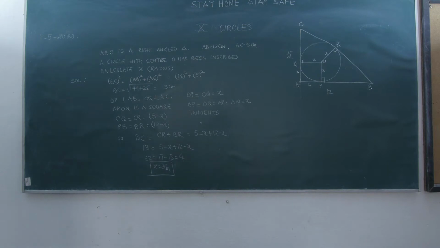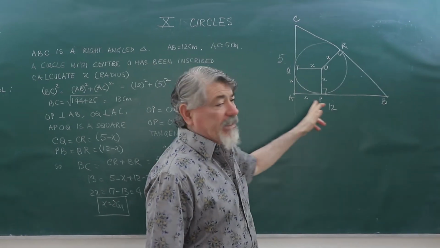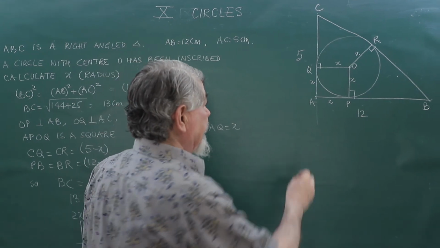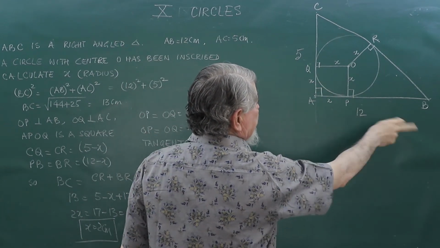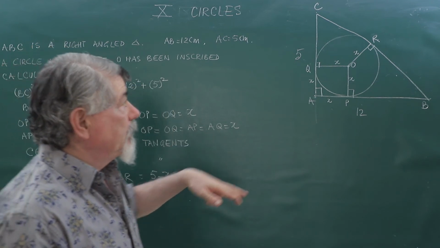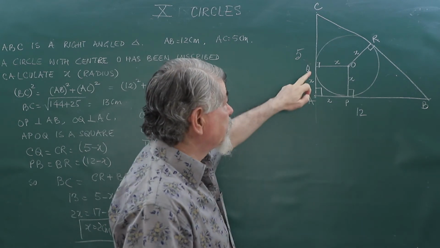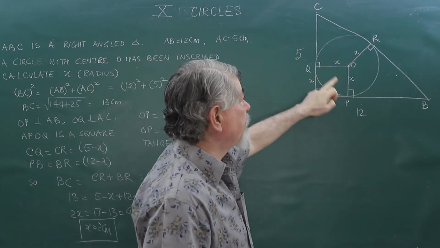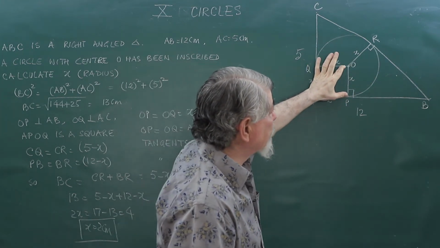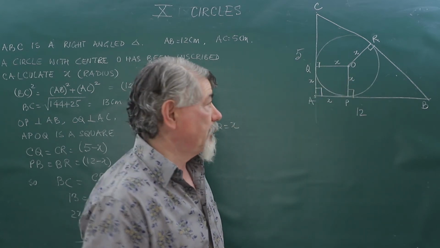This is another problem based on tangents. ABC is a right angle triangle, right angle at A. AB is 12 centimeter, AC is 5 centimeter. There is a circle inscribed in this triangle which is touching the three sides at points P, Q and R. We have to find the radius of the circle.